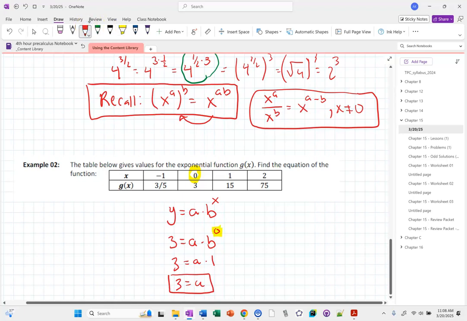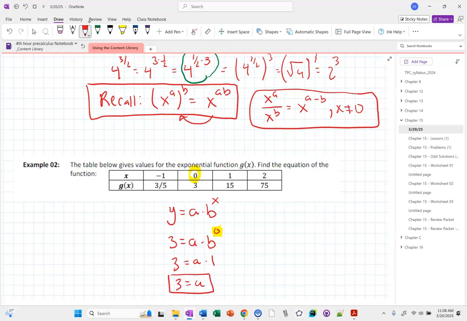So now, now that I know a, I can choose any other point to plug in and find b. Which point is going to be the easiest one to choose? Well, I want the one where my exponent is closest to 1 as possible. Like, don't make life harder than it needs to be. So if I just divide both sides by 3, I get that b is 5.